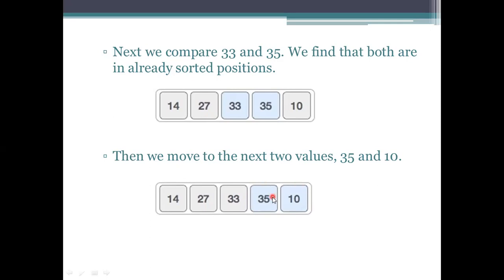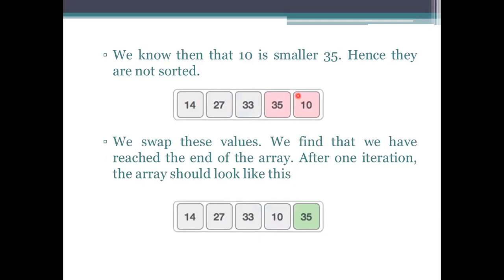By comparing with the 33 or the 35, there will be no swap here. And coming to this one, 35 and 10, what happens here is it is being taken into consideration that it has to be swapped here. This is not in the sorted order, so we swap the places.